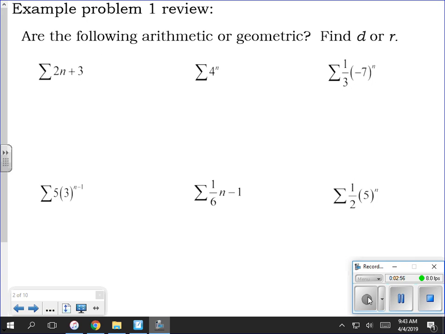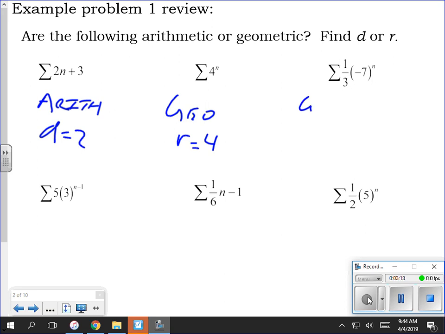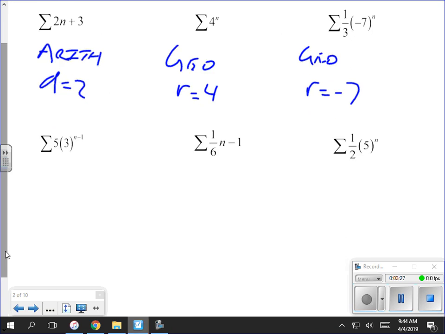This one is a linear style equation. If I have something times n, this one would be arithmetic, and d would be 2. If I have something raised to the nth power, the n is in my exponent. That would make it geometric, and r is what I'm raising to that power. So on the next one, this would be geometric, and my r would be -7. This one here would be geometric, and r would be 3.